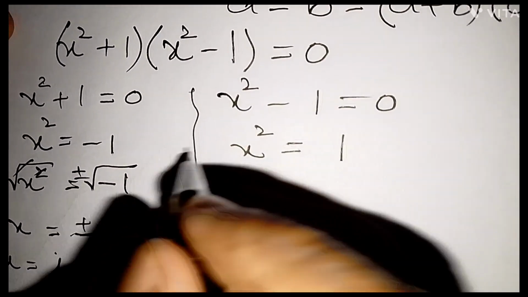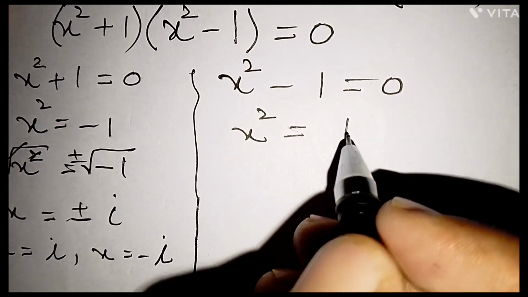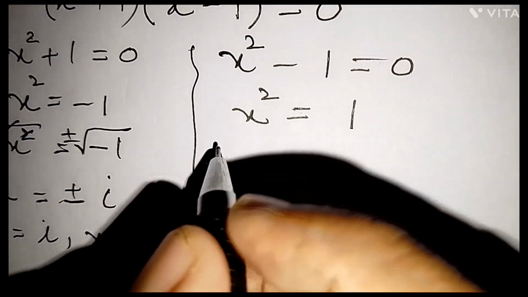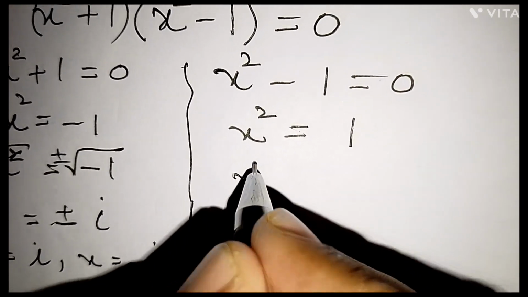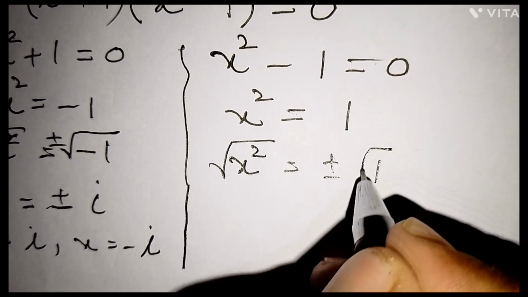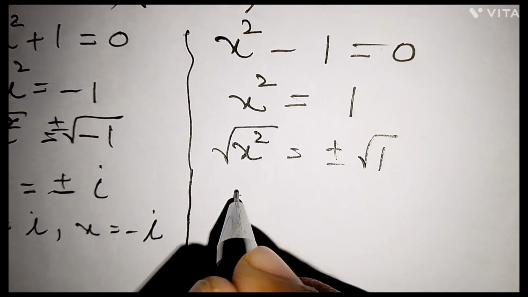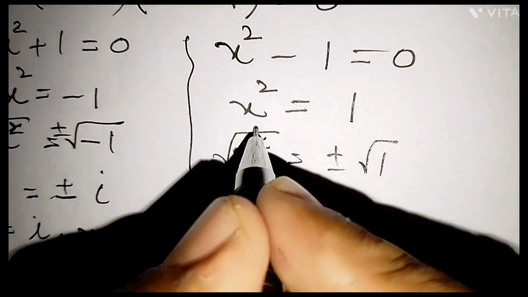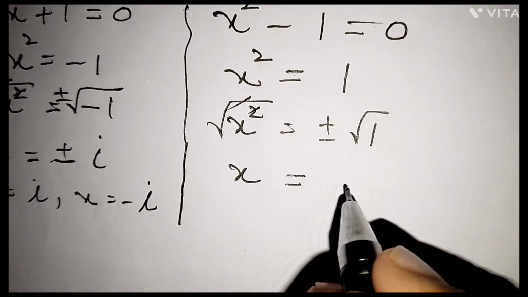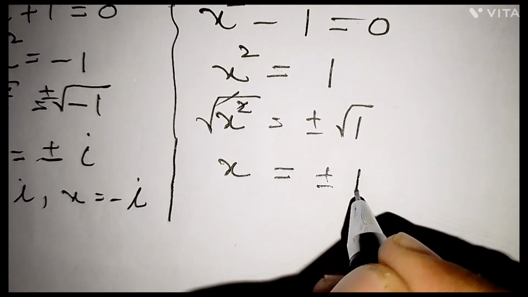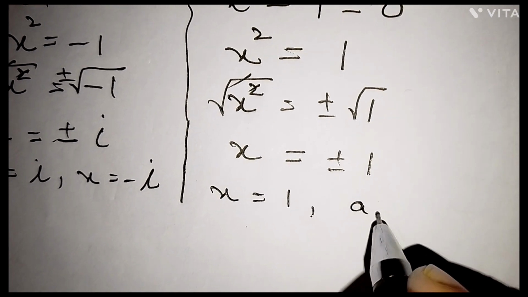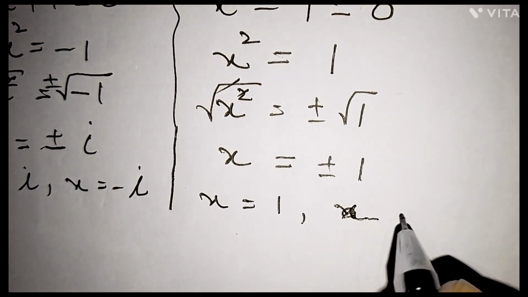On the other side, we have x square is equal to 1. Now we take square root on both sides. Plus minus square root of 1. We cancel square with square root. Now we have x is equal to plus minus 1. X is equal to plus 1 and x is equal to minus 1.